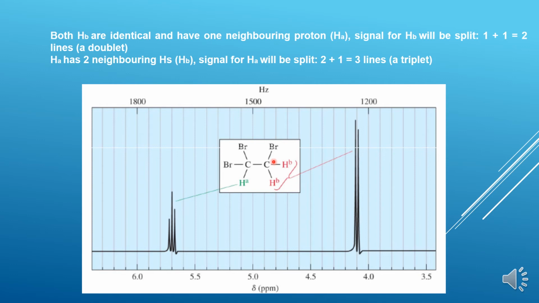Whereas in the case of HA, HA has two neighboring protons. Two identical neighboring protons are there. Therefore by applying the n plus 1 rule, it will be 2 plus 1, therefore HA will be split into three lines. That is called a triplet. So for HA a triplet peak, for HB a doublet peak will be obtained. This is because of spin-spin coupling.